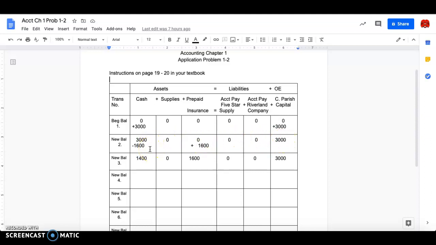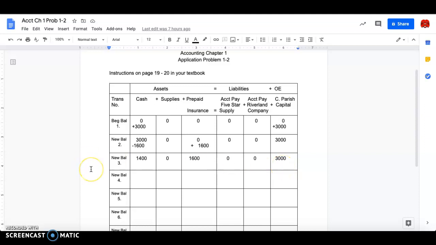The second transaction is that we paid cash for insurance. I'm losing $1,600, but I'm gaining $1,600 in prepaid insurance. And so I bring down my new balance, and it's $1,400, and then 0, $1,600, and then 0, 0, 3,000. So 3,000 equals 3,000. My accounting equation equals.